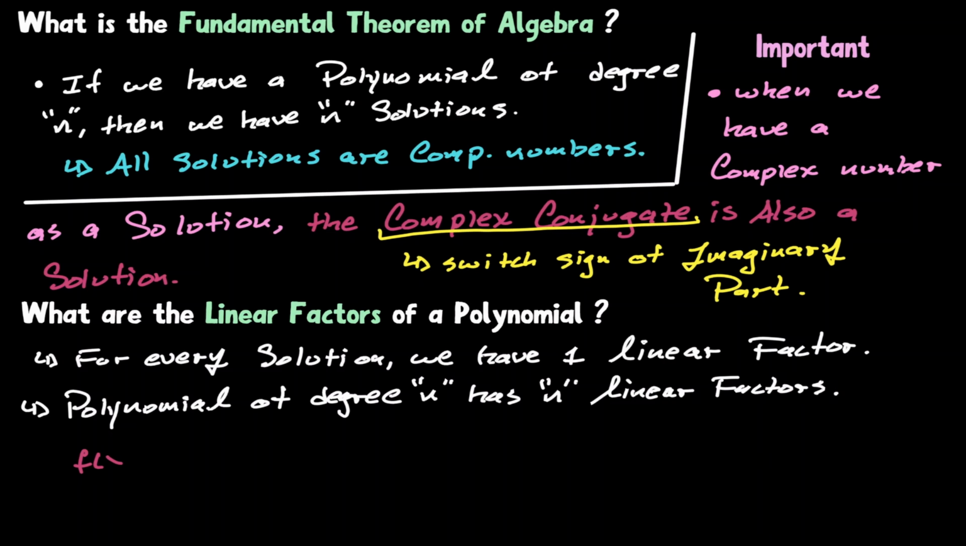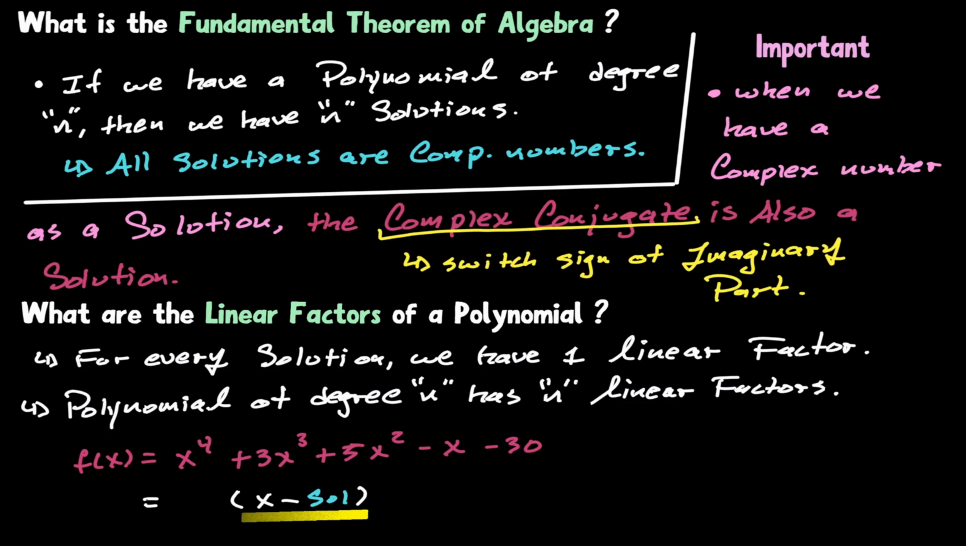Let's say that we have a polynomial of degree 4, x to the fourth plus 3x to the third plus 5x to the second minus x minus 30. The degree of this polynomial is 4, so we should have 4 linear factors. And the way that a linear factor looks is always x minus a solution. Because we have degree 4, we should expect to have 4 of these. This is our second linear factor, and then we should expect to have 4 of them.